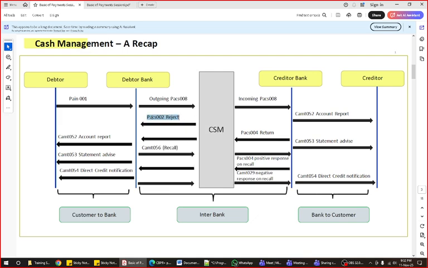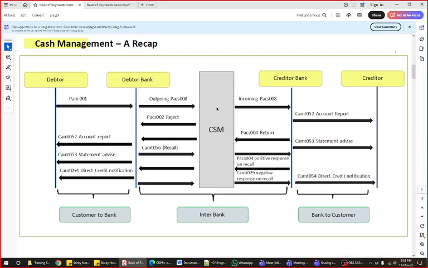PACS 002 will be generated for n number of reasons. There are more than 100 reasons, but you have to just explain that if the account is closed in CSM, or there is insufficient balance for that account, then a PACS 002 is sent back to the account holder, the debtor, for insufficient balance. So this is one scenario, one use case till here: payment sent, outgoing PACS message and rejection. Are you clear till here? This is one flow.